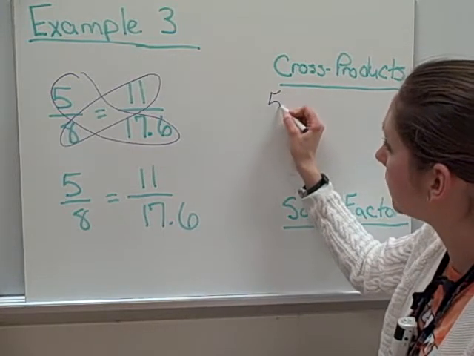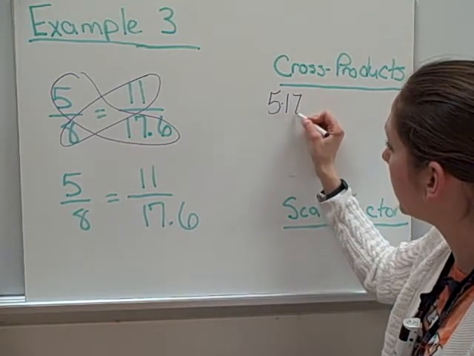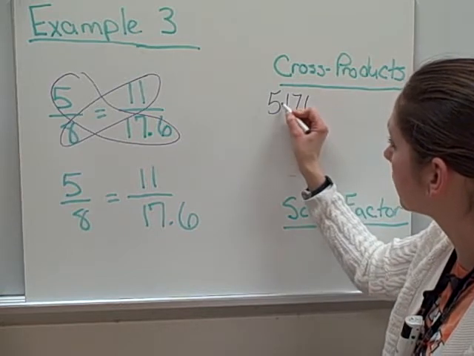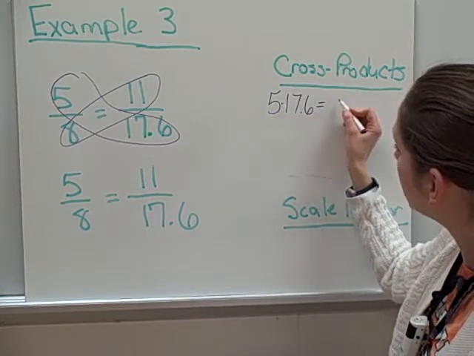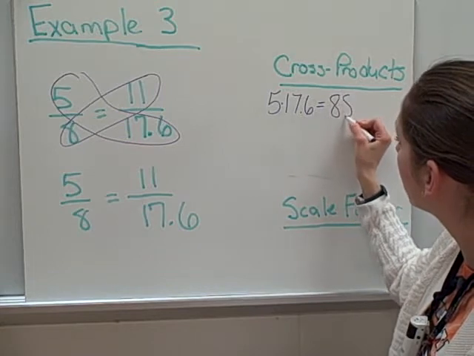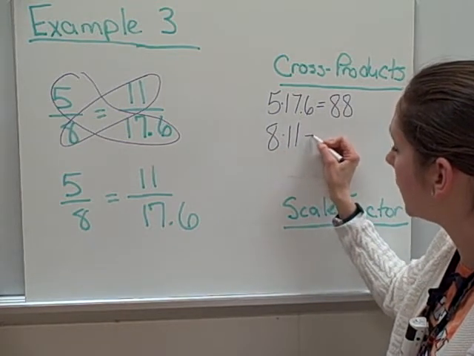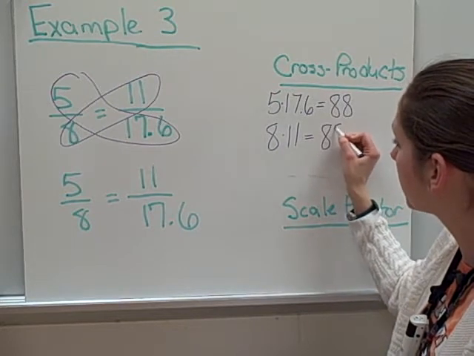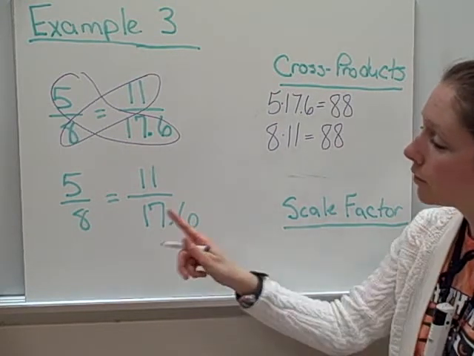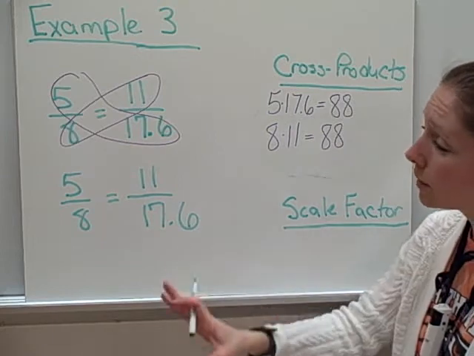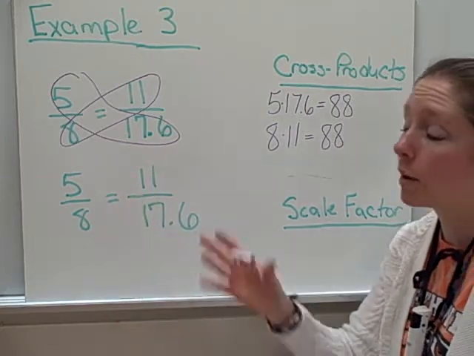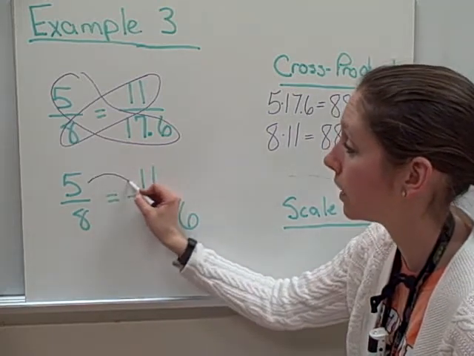So 5 times 17.6 gives me 88, and 8 times 11 also gives me 88. Okay, for our scale factor, again, it doesn't matter if I start at the top or the bottom. What matters is that I get the same scale factor.